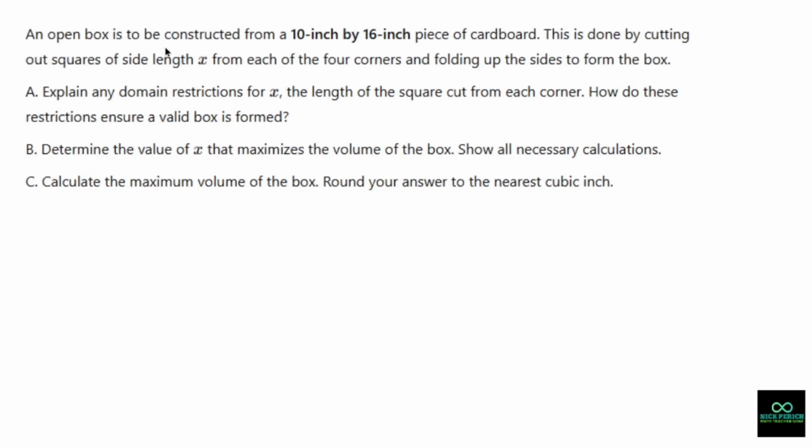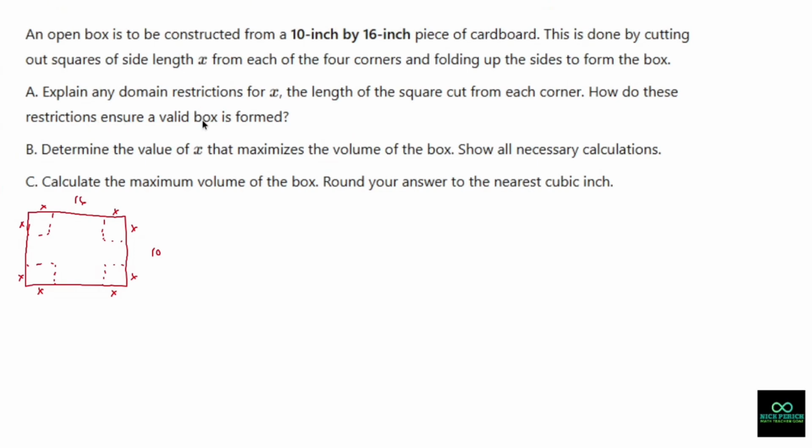An open box is to be constructed from a 10-inch by 16-inch piece of cardboard. This is done by cutting out squares of side lengths x from each of the 4 corners and folding up the sides to form a box. Let's draw a picture. So we have ourselves a rectangle. And we're going to cut out squares from each corner, and each square is going to be x inches long. We'll call you 16, we'll call you 10. Now, there's my picture. You're welcome.